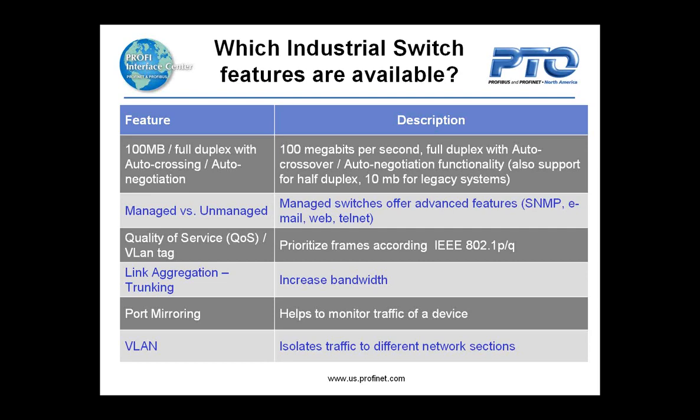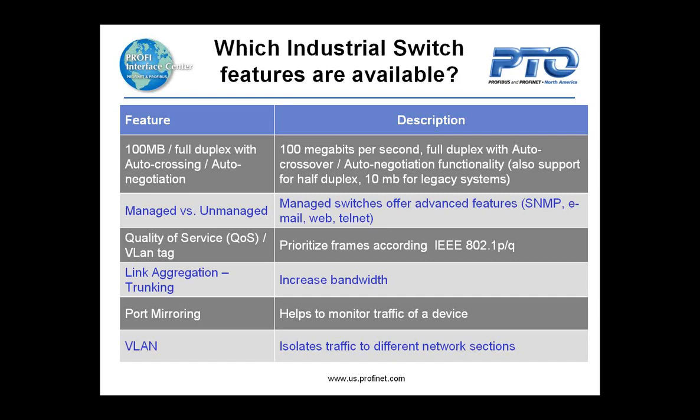The first feature you probably want to look for again is that 100 megabit full duplex, and that comes with almost all switches today. It'd be very rare that you wouldn't have that on a switch. The other feature you probably want to look at is to make sure that the switch supports auto crossover and auto-negotiation, which we're going to talk about. Also, when you're looking at switches, you may hear the term managed switch or unmanaged switch, and the managed switches often offer more advanced features.